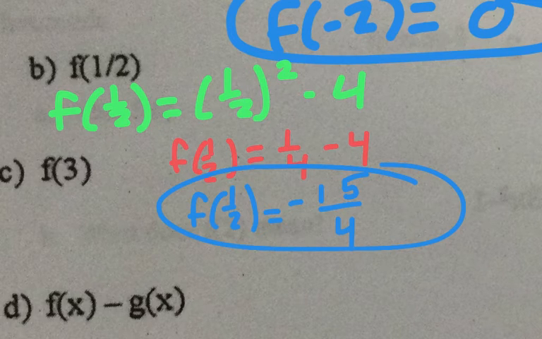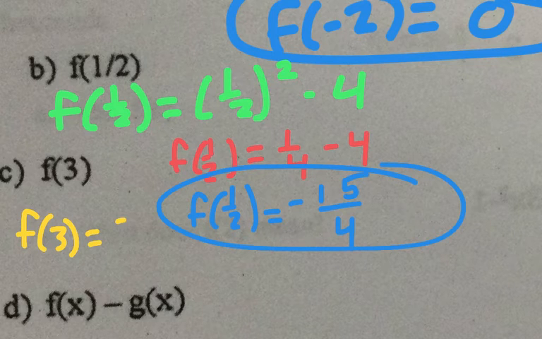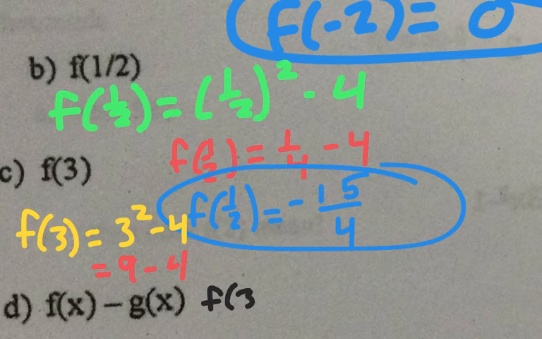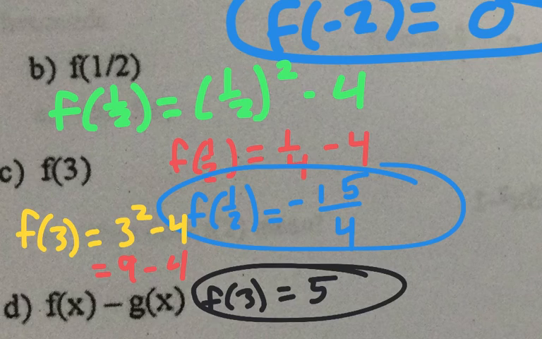Okay, for C, f of 3. This is going to be 3 squared minus 4, which would be 9 minus 4, which means f of 3 equals 5. You can. There's nothing wrong if you put that in parentheses.